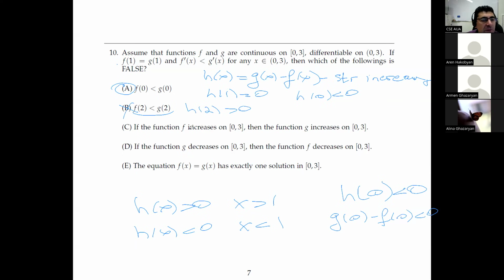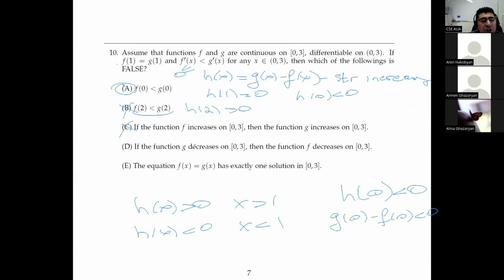If function f increases, then function g increases. Best thing. Do you agree if f is increasing, then f prime here is positive? And g prime also is positive. F increasing implies g increasing. Yes, it is true. So we are dropping this answer.